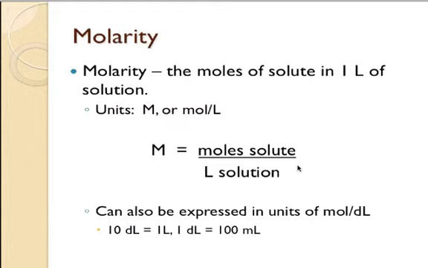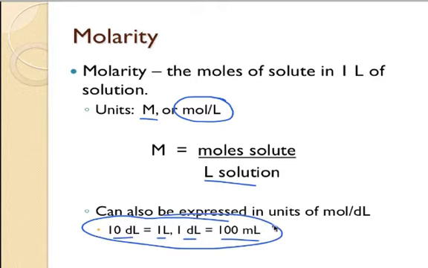So let's look at how we're going to use molarity. The moles of a solute in 1 liter of solution. We represent molarity by capital M. Capital M means the same thing as moles of solute per liters of solution. It can also be expressed in moles per deciliter. There are 10 deciliters in 1 liter. 1 deciliter is 100 milliliters. You need to know these relationships, that there are 10 deciliters in 1 liter and that there's 1 deciliter in 100 milliliters.